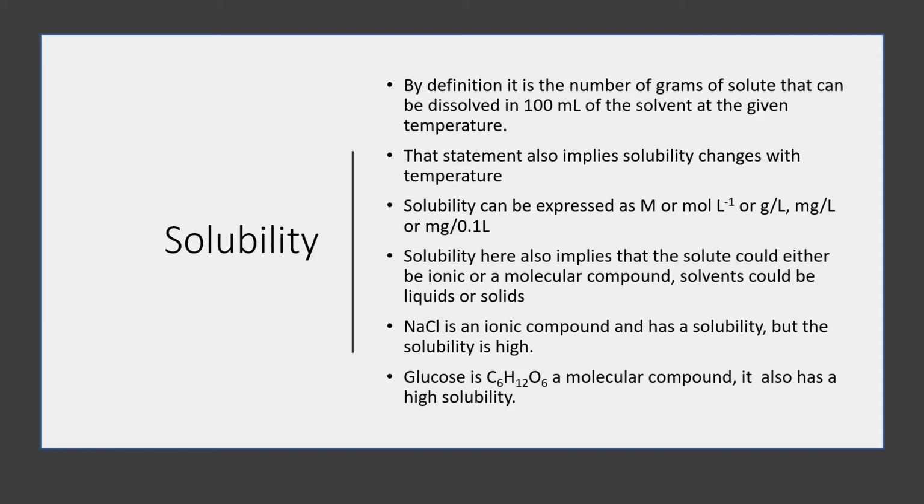Solubility here also implies that the solute could either be ionic or a molecular compound. Solvents could be liquids or solids. Sodium chloride is an ionic compound and has a solubility, but the solubility is reasonably high. Glucose is a molecular compound. It also has a relatively high solubility. Those are substances that we see disappear when you add it to a glass of water. Therefore, we say they are reasonably soluble at room temperature.